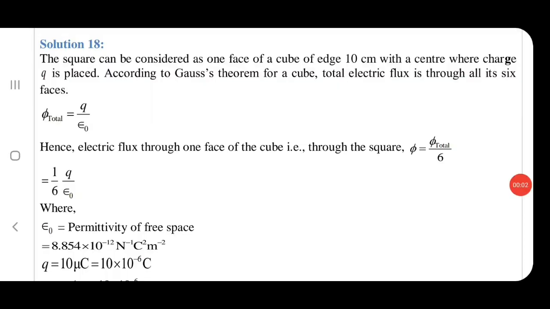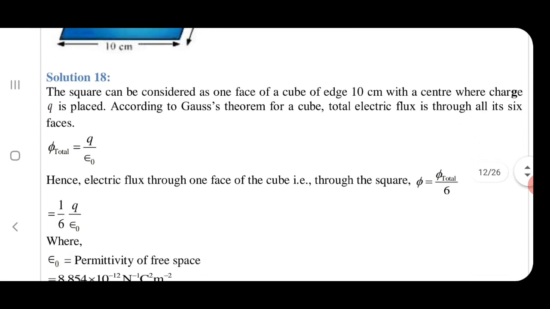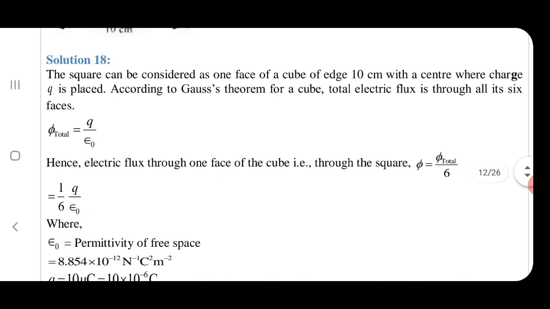The cube has got 6 faces. Through all the 6 faces, the total flux is q by epsilon 0. And we are asked to find the flux through only one surface. So what will be the flux through one surface? Flux through one surface will be phi total by 6. So that is what is given.